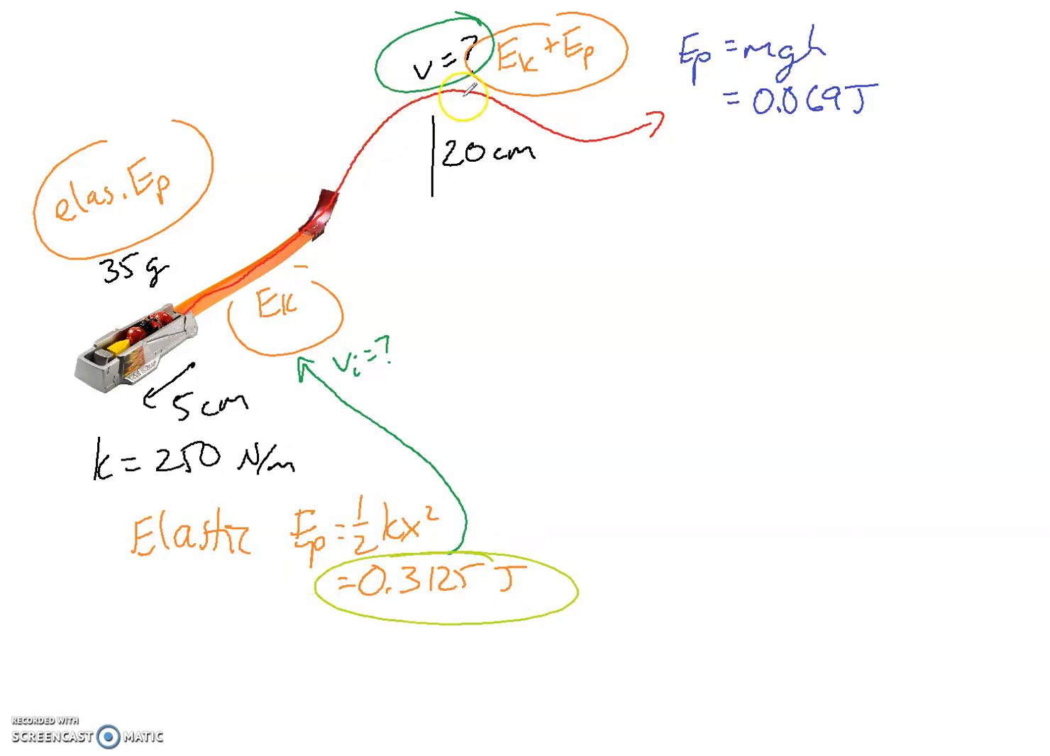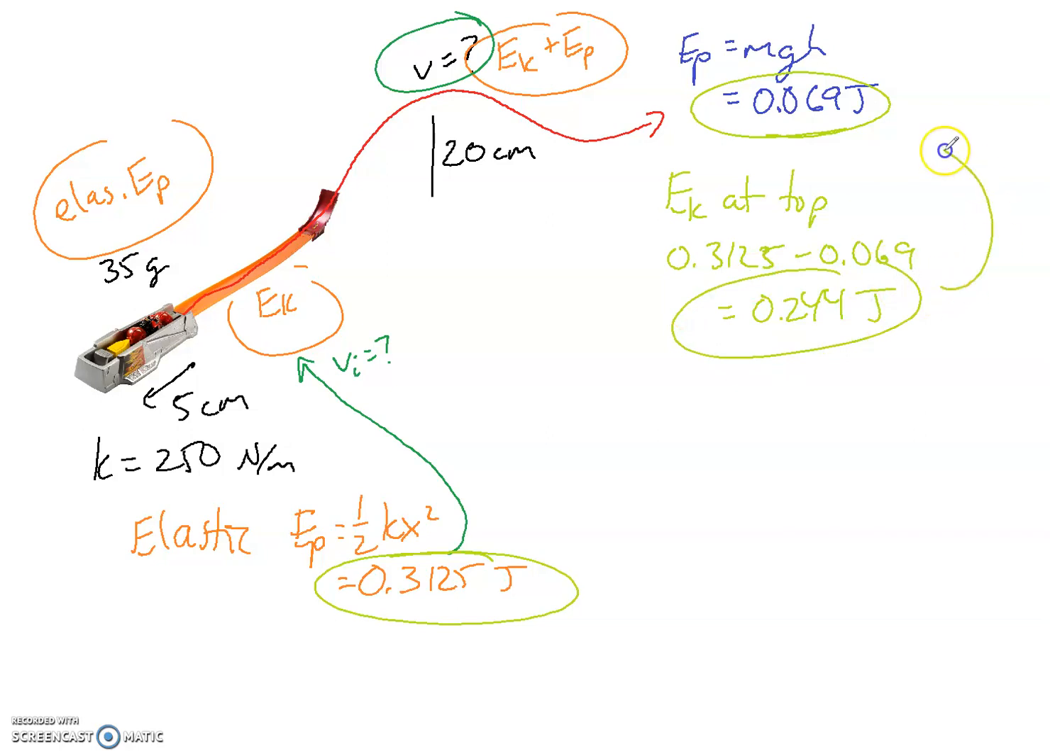At the top of the pathway, it's got this much potential energy, which means the remaining energy has to be my kinetic energy. So to find my kinetic energy at the top, all I have to do is take the 0.3125 and take away how much was potential energy, and that is going to leave me with how much kinetic energy I have. So we'll just take the difference between the two, and we'll do a little rounding off here. We've got about 0.244 joules of kinetic energy. So these two put together will still add up to how much I started with.